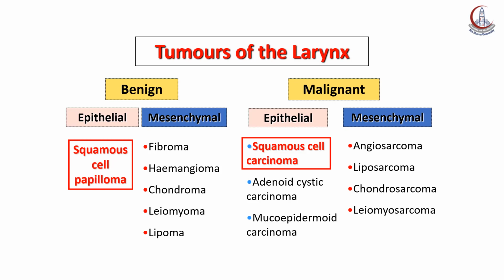The malignant tumors of the larynx are also divided into epithelial or mesenchymal origin. Among the epithelial malignant tumors of the larynx, the most common is squamous cell carcinoma. The other tumors include adenoid cystic carcinoma and mucoepidermoid carcinoma, and also the rare mesenchymal malignant tumors: angiosarcoma, liposarcoma, chondrosarcoma, and leiomyosarcoma.